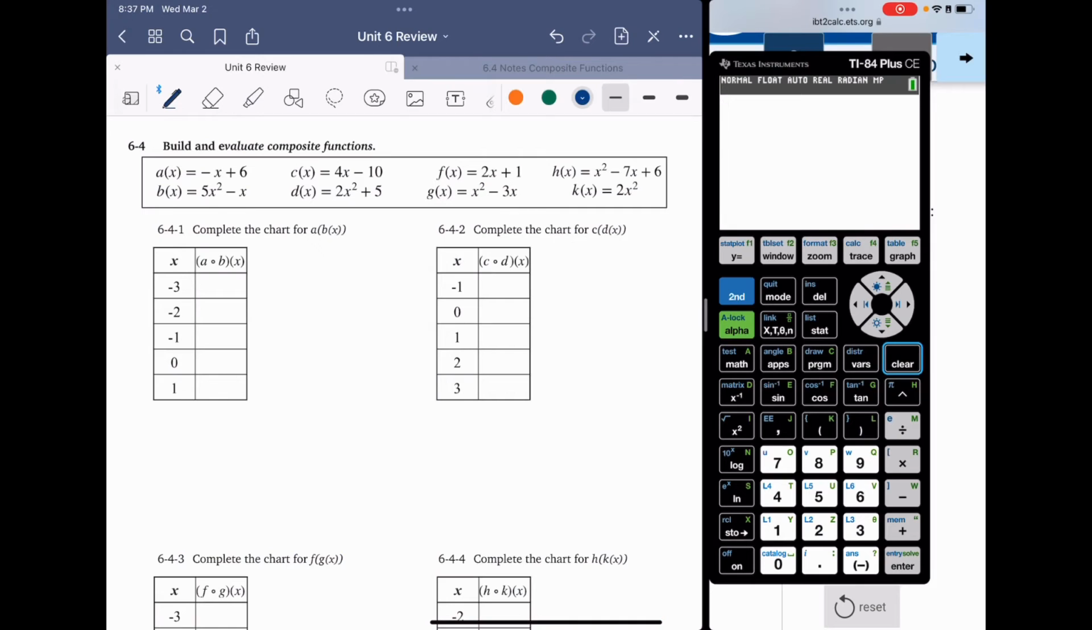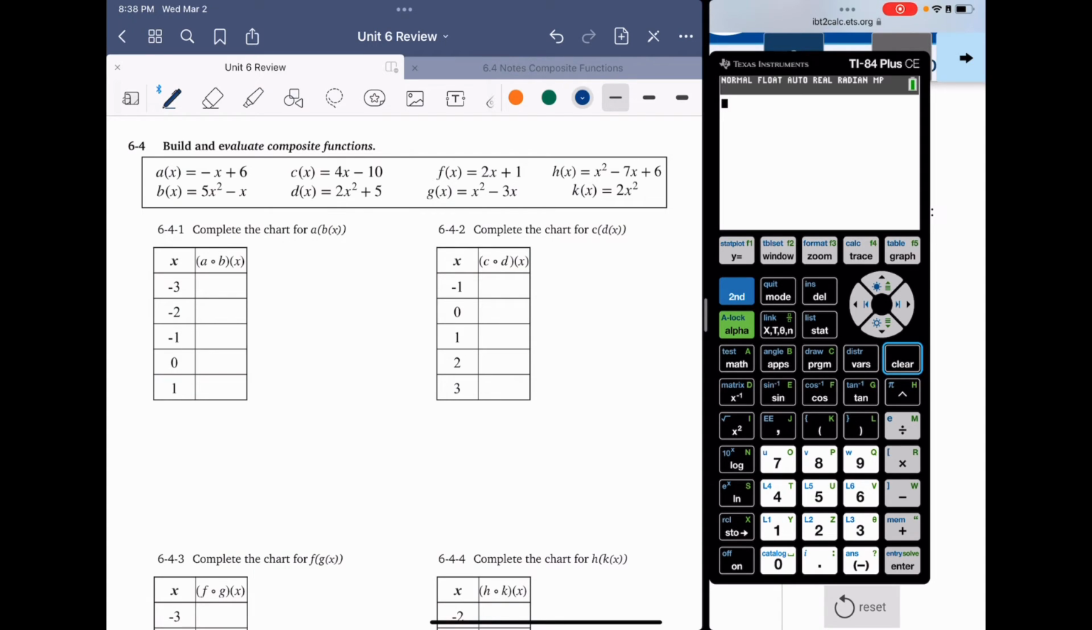All right, so let's go on to the last page. This is the review for 6.4, where we are talking about composite functions. So the review looks a little different than the homework, but it is essentially the same thing we're doing. We just added T-charts to organize what we're working on.